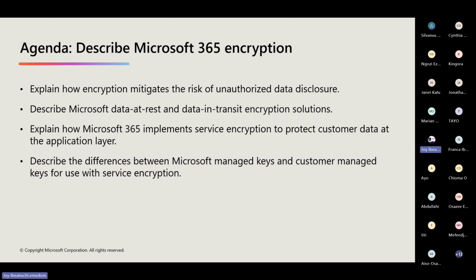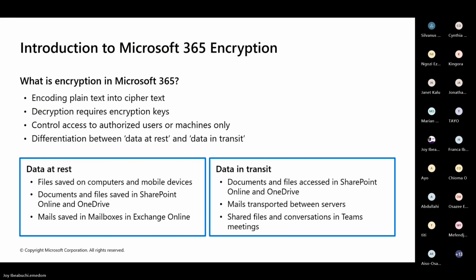So encryption is going to show us how, when the data is at rest, it's secured, and when it's in motion, in transit, how it's secured. And I gave all of that for people who are new in tech. We will also look at different types of encryption used at the customer layer and application layer, and the difference between managed keys and customer managed keys for use with certain service encryption. Okay.